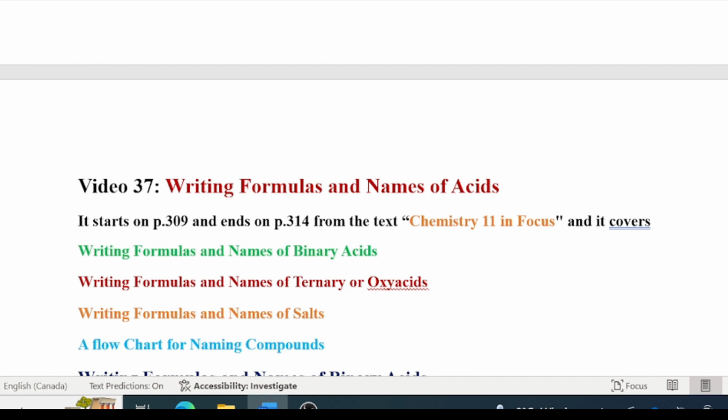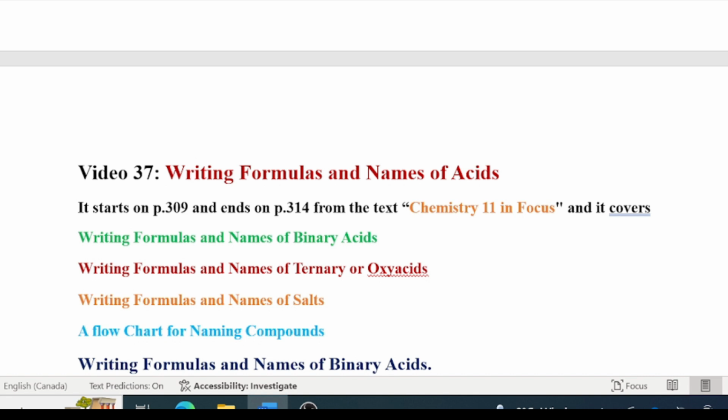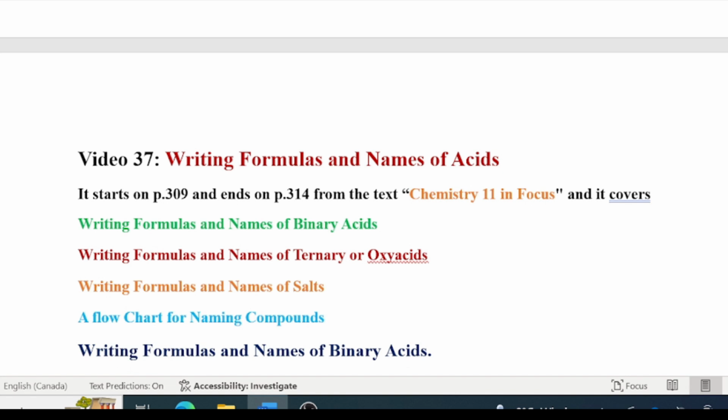Today we'll be teaching you how to write the formulas and names of acids. This is one of the areas in grade 11 chemistry that students experience some degree of difficulty with. So as such, I've taken my time to break it down in ways to facilitate your understanding of how to do this. We'll be talking about writing the names and formulas for binary acids, then the same for ternary acids or oxyacids, and then for salts, and then we provide a flowchart for naming compounds.